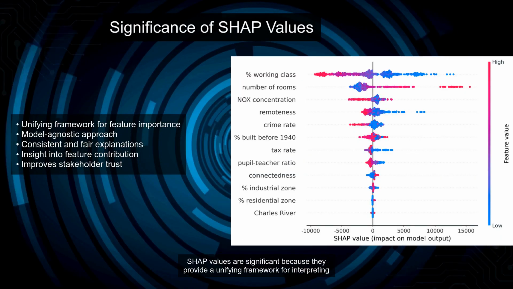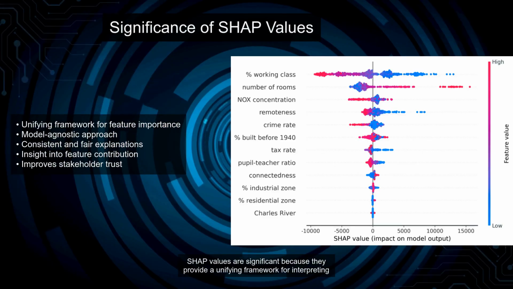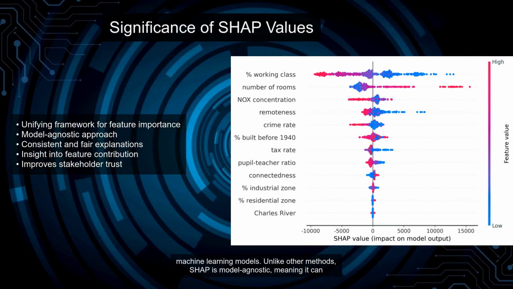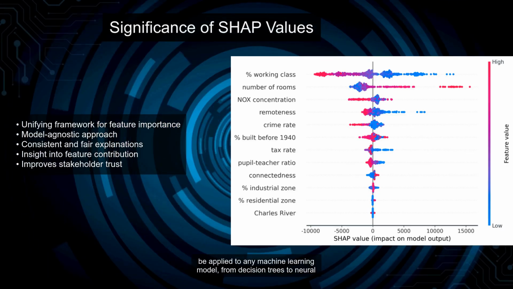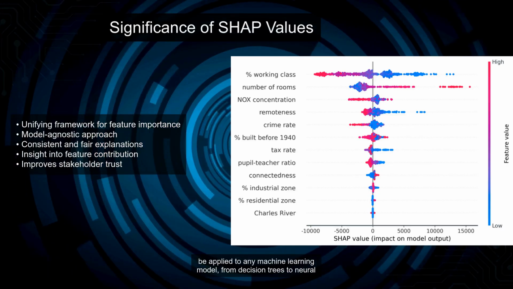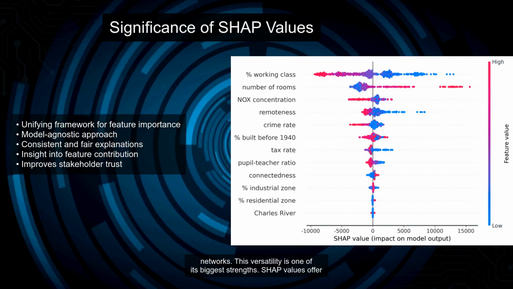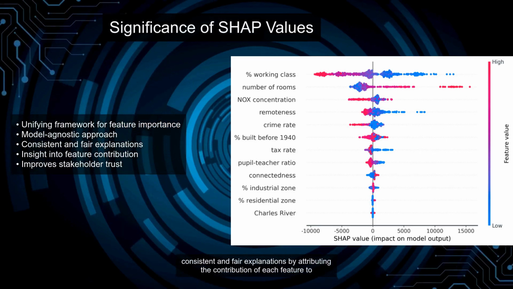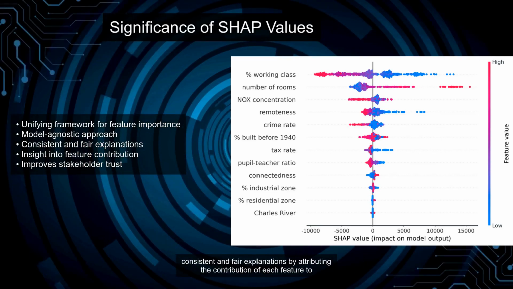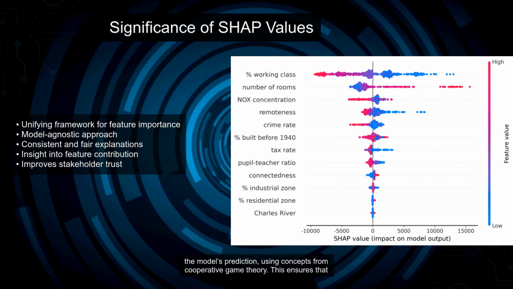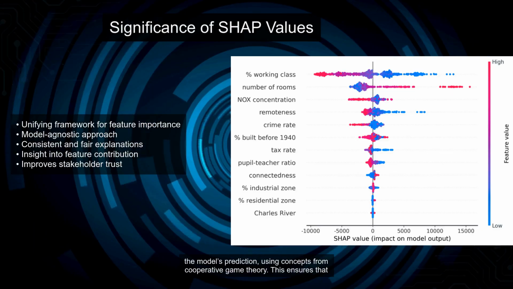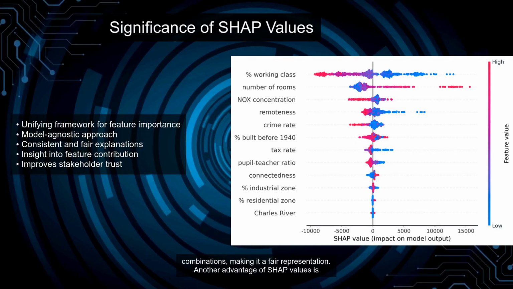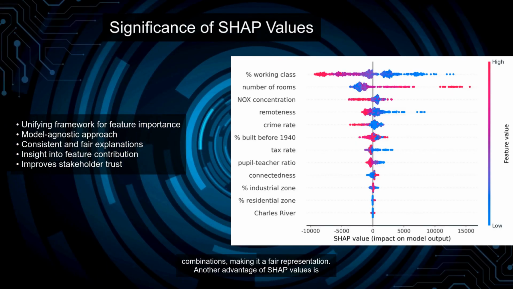SHAP values are significant because they provide a unifying framework for interpreting machine learning models. Unlike other methods, SHAP is model-agnostic, meaning it can be applied to any machine learning model, from decision trees to neural networks. This versatility is one of its biggest strengths. SHAP values offer consistent and fair explanations by attributing the contribution of each feature to the model's prediction, using concepts from cooperative game theory. This ensures that each feature's contribution is considered in the context of all possible feature combinations, making it a fair representation.